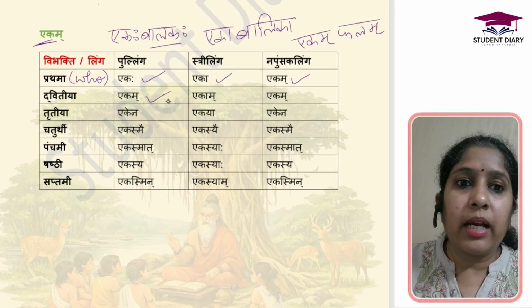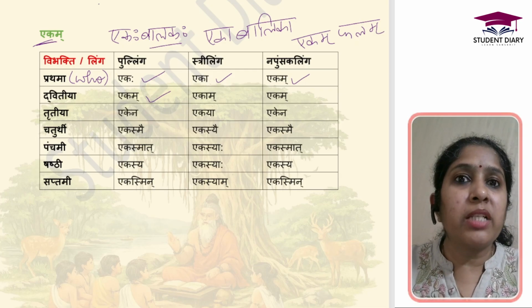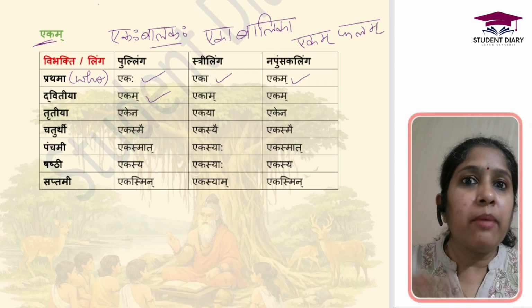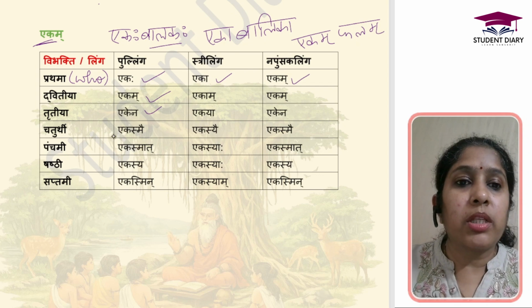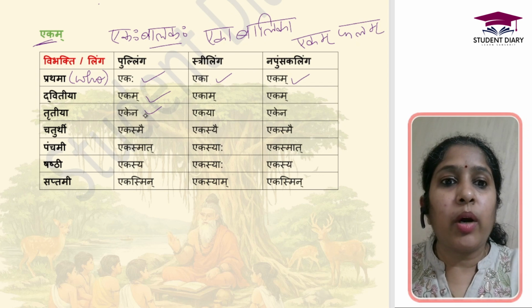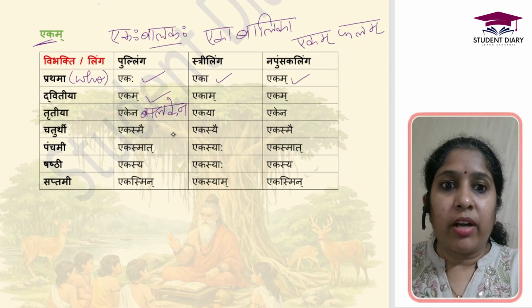Dvitiya vibhakti is ekam. Like if I say to one boy, right? So when the boy is being used as an object, it will be to a boy, so it will become ekam balakam. Then ekena means by one boy, because tritiya vibhakti we use for by or with, right? So if you want to say by one boy, it will be ekena. I can write it here itself. It will become ekena balakena, means by one boy.